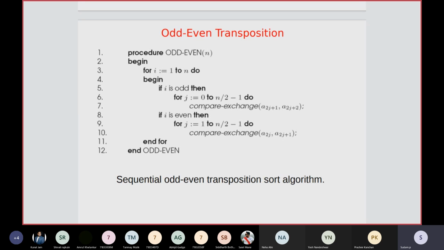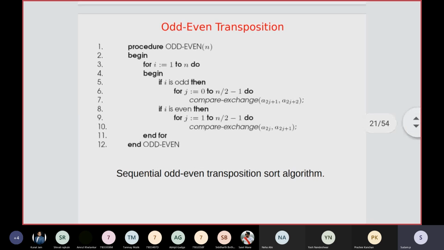Then compare exchange a 2j plus 1 comma a 2j plus 2. Here we have considered a 2j plus 1, these are the odd index elements, and you are comparing that odd index element with its right neighbor, the even index element, in that particular step. And if the first one, the odd index element, is greater than the even indexed neighbor element, then you need to exchange those two elements.